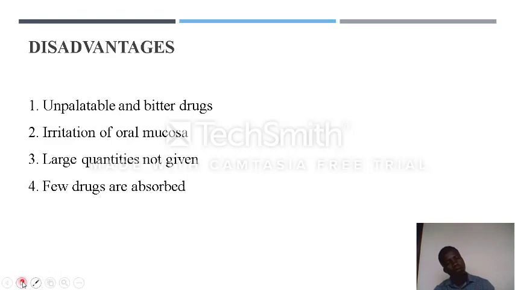Disadvantages: unpalatable and bitter drugs may cause nausea and vomiting, so it becomes a disadvantage. Irritation of the oral mucosa too can happen, and large quantities cannot be given. Only a few drugs are absorbed in the mouth or under the tongue.